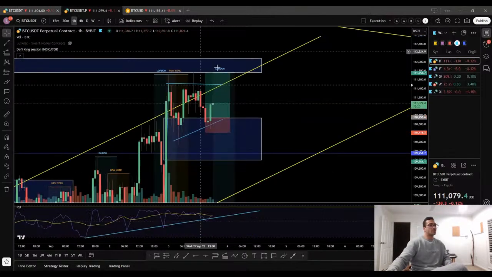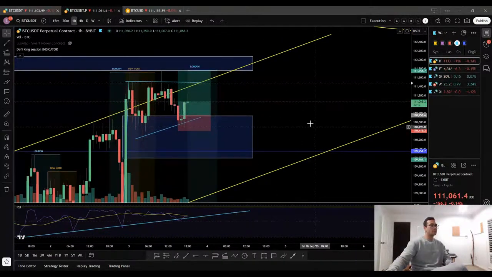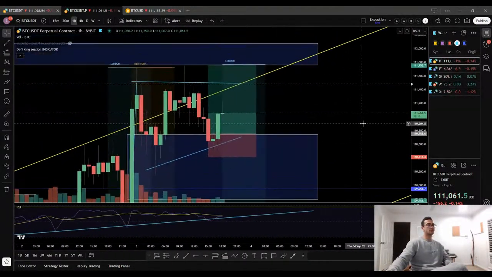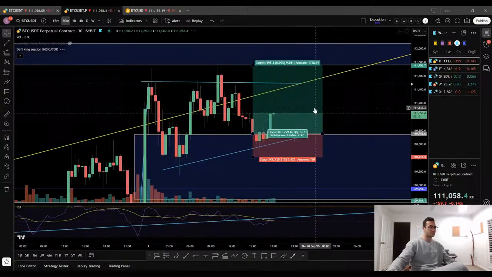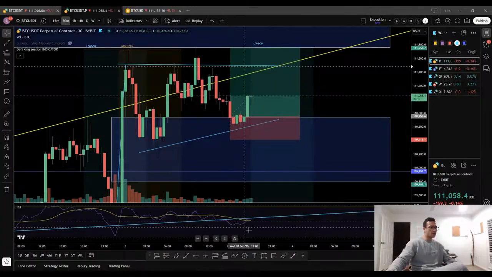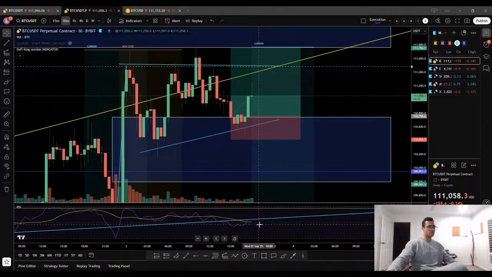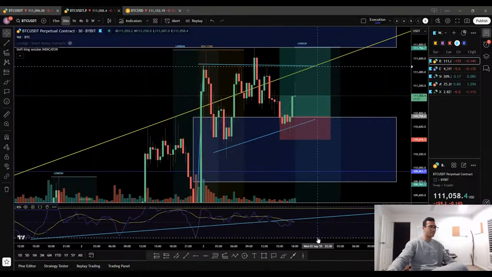So let's go back. We've created a bit of a wick here anyway, so let's have a look. If we do go down, I know I said that I don't, but if I did, we've formed a bit of a double bottom on the RSI right here. So what we will see is this come down maybe to the neckline of this before we have another pump up.